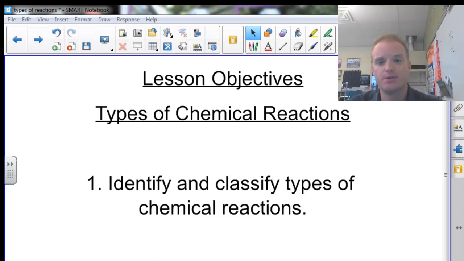And this first page again, you do not have to write anything down. These are our lesson objectives. What we want to accomplish by the end of the lesson is to be able to identify and classify types of chemical reactions. So if we saw that formula, we would know what type it is. So identify it and then classify it into a couple of different types of chemical reactions.